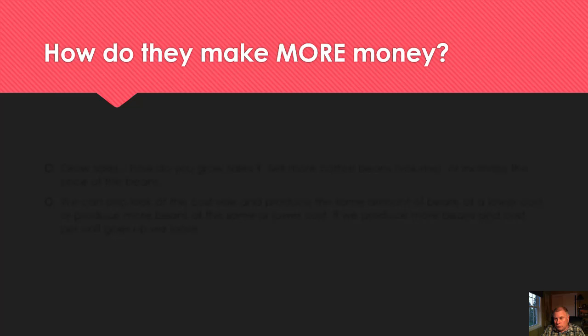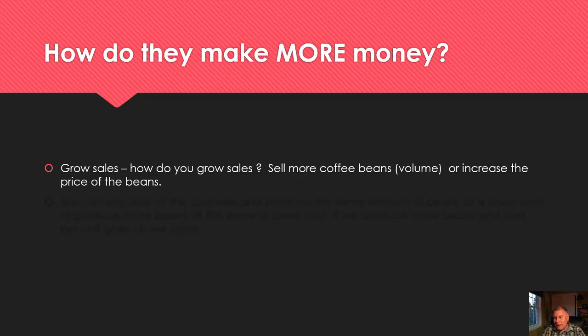So if a company wants to make more money, think about this for a second, what would they do? Well, first thing is you grow sales. How do you grow sales? Well, in the case of GENSESEO Coffee Company, you sell more coffee, more beans, and that's the volume, poundage. Or you increase the price of the beans. It's the only way you're going to grow revenue. You could look at the cost side and produce the same amount of beans at a lower cost, or produce more beans at the same or lower cost. If we produce more beans, we sell more, and our cost per unit goes up, we lose.